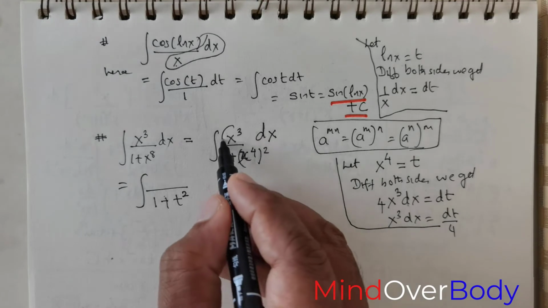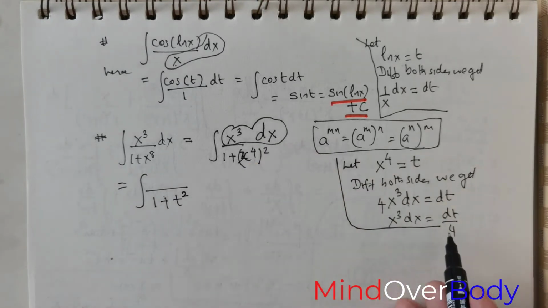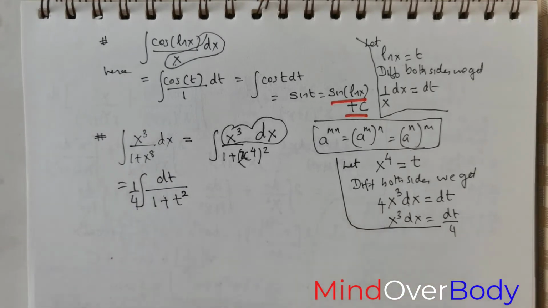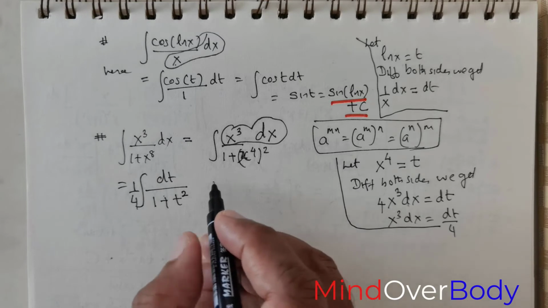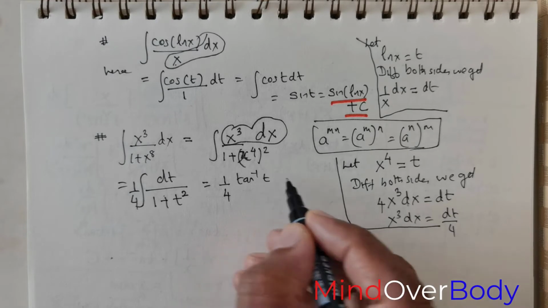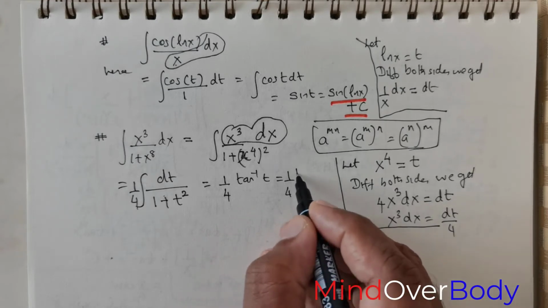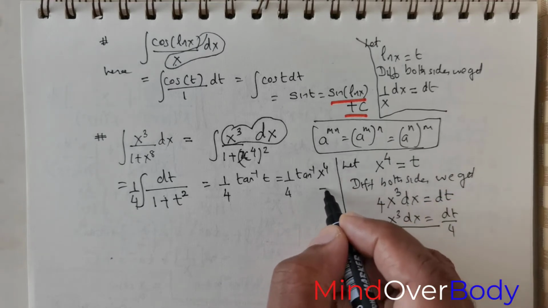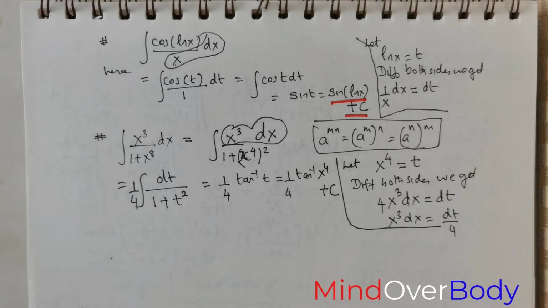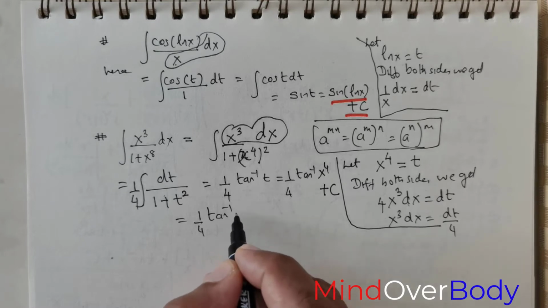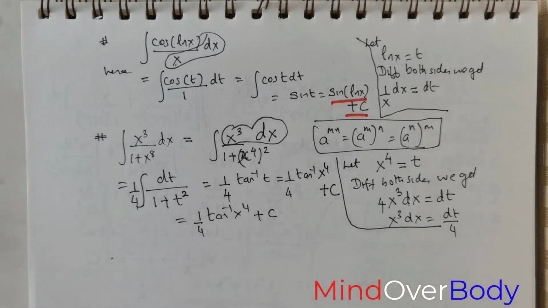In place of x raised to the power of 3 times dx, I'm going to be substituting dt over 4. So this is dt, 4 is a constant, so I can place it over here. Now this is our famous tan inverse of x formula. So I can rewrite this as 1 over 4 times tan inverse of t. Now what is t? t is nothing but x raised to the power of 4. Along with that, we need to place the arbitrary constant c. So this is our final solution: 1 over 4 times tan inverse of x raised to the power of 4 plus c. So that's a good place for us to draw the red line.